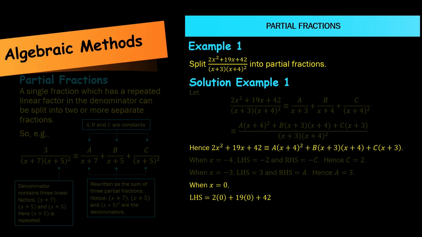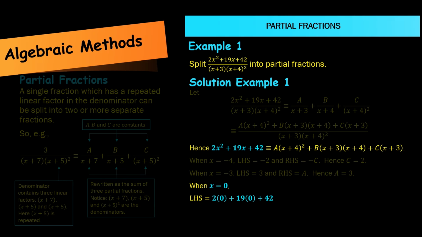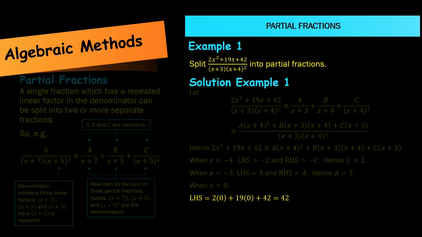So plugging all these in, we have the left-hand side. Of course the left-hand side doesn't have A, B or C, but we can plug in x equal to 0. So when we plug in x equals 0, we obtain 2 times 0 plus 19 times 0 plus 42, giving us that the left-hand side equals 42.